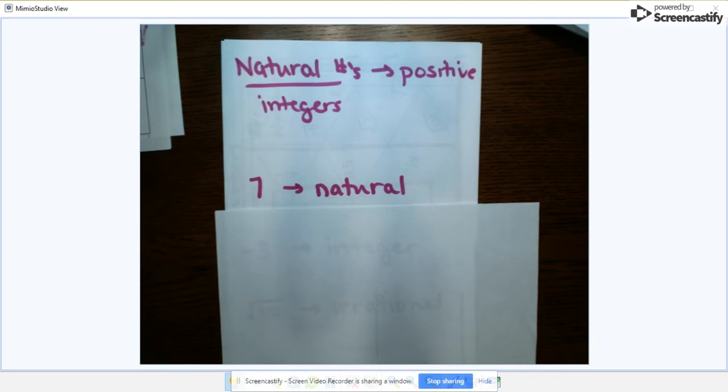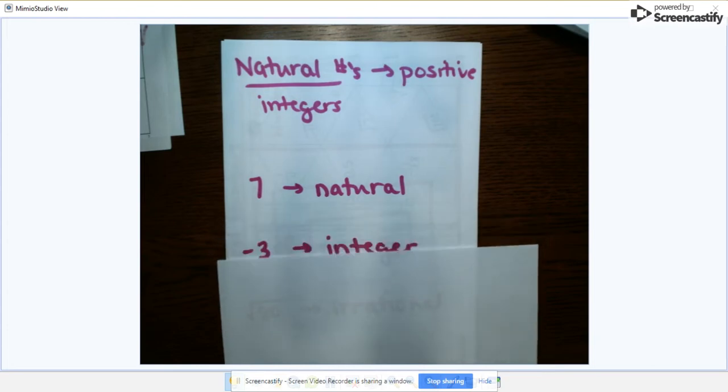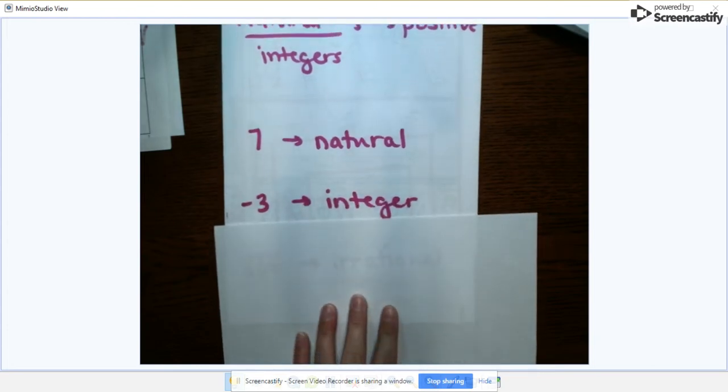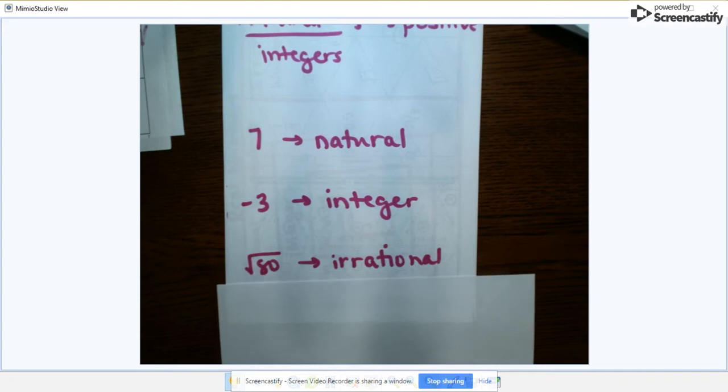So if we look at the numbers, 7, the most specific subset of real numbers would be the natural numbers. -3 is an integer, and the square root of 80 would be an irrational number.